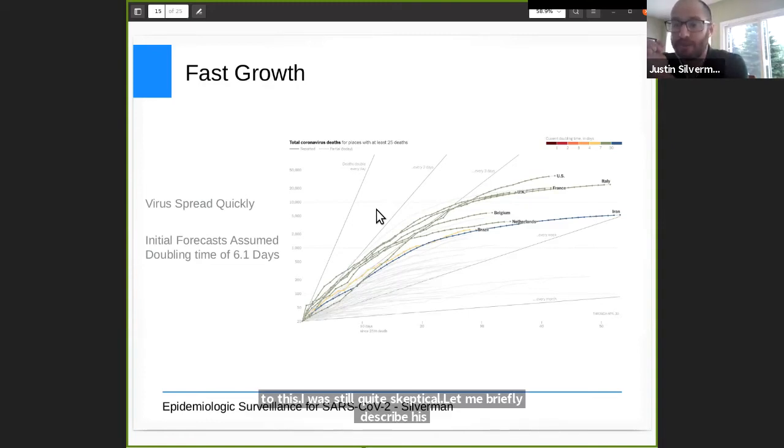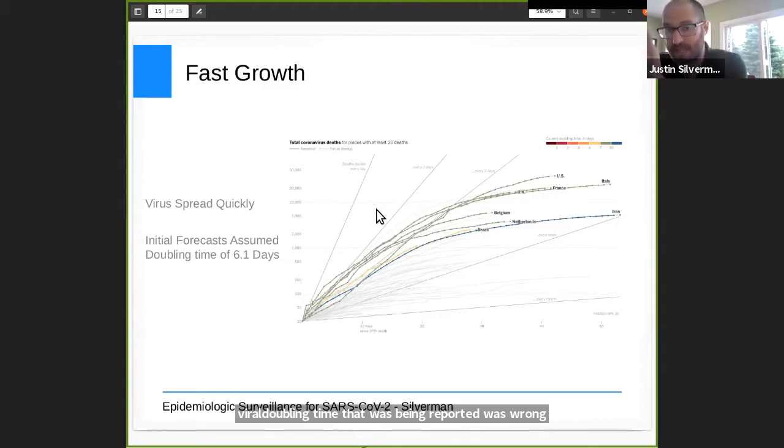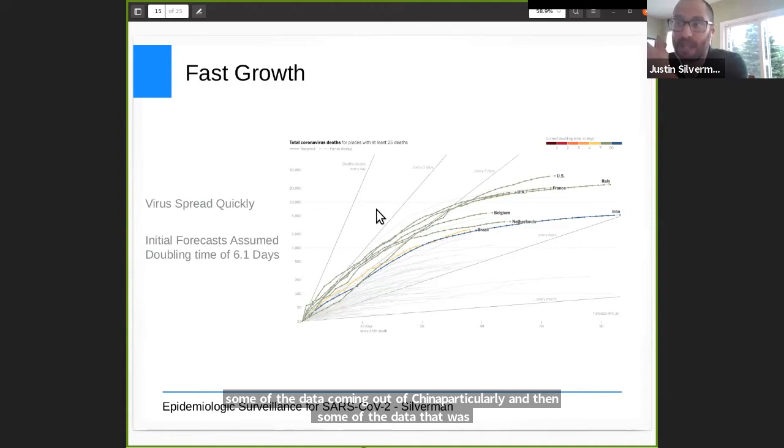He started from the standpoint that maybe the viral doubling time that was being reported was wrong. So he reanalyzed some of the data coming out of China particularly, and then some of the data that was coming out early from New York and Italy. And he came to the conclusion that it was probably closer to a 3-day doubling time.